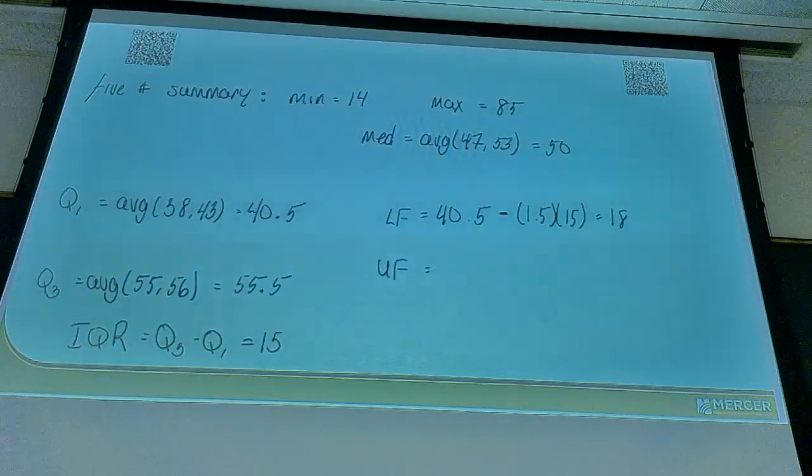Upper fence is Q3 minus the same thing, 1.5. 55 minus 22, 33? No, that can't be right. Oh, I'm sorry, it's not minus, that's why. It's plus. 55 plus 22 is 77. But then you have the half plus a half, which is 1, so it's 78. Okay.